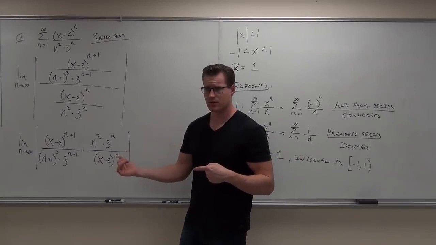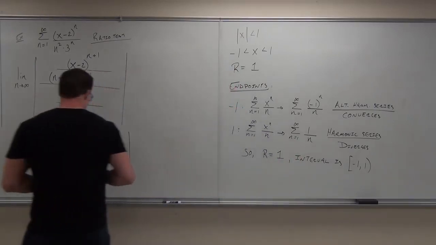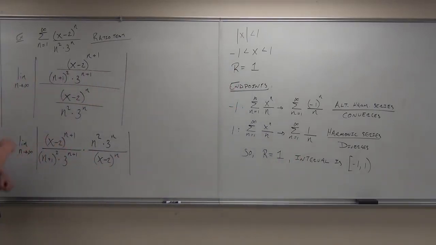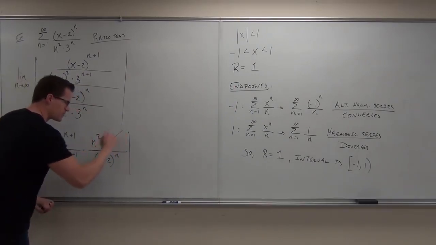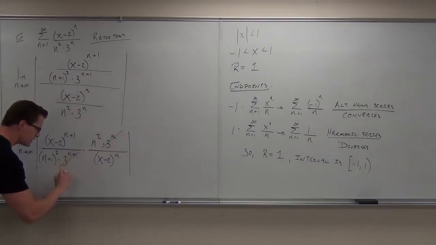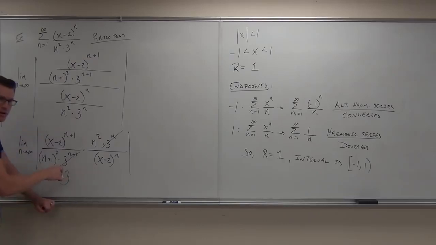Have you already done it? Tell me something that does simplify. Yeah, that's the first thing I see too. So if I simplify 3 to the n with 3 to the n plus 1, I get 3, and it's on the denominator, yeah? Yes. How about the n squared and the n plus 1 squared? No, you can't touch that.